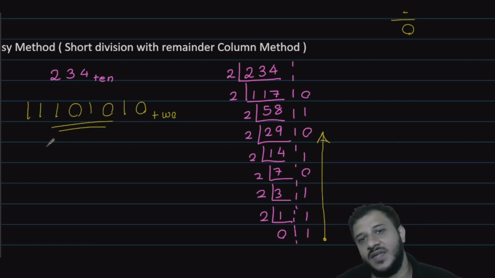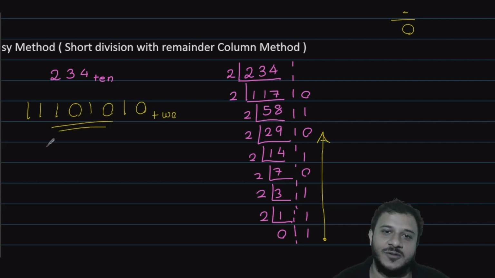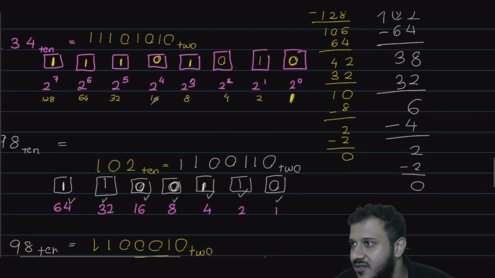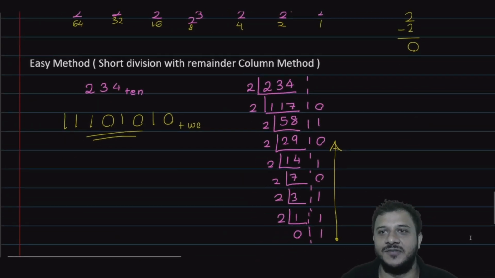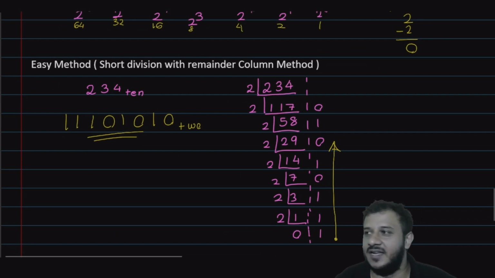Does that make sense, everybody? 1, 1, 1, 0, 1, 0, 1, 0. Is that the answer we got here? Perfect. So can you see that? That is another way of doing it. Okay, let's do another one.